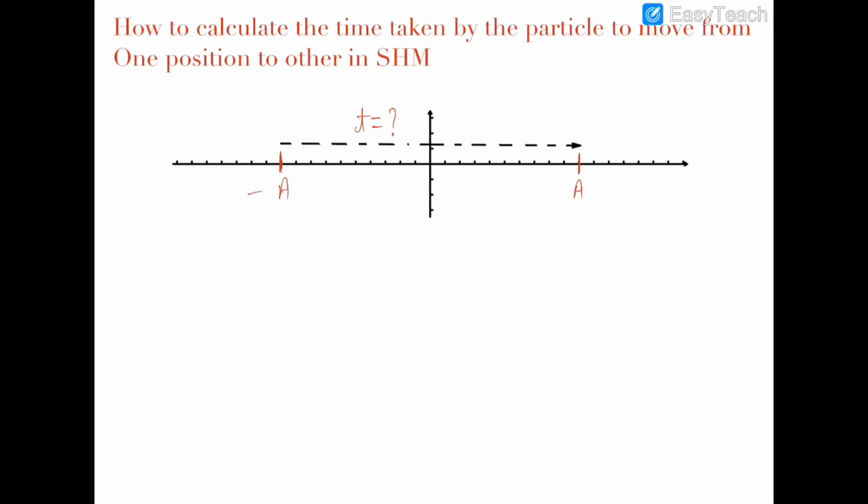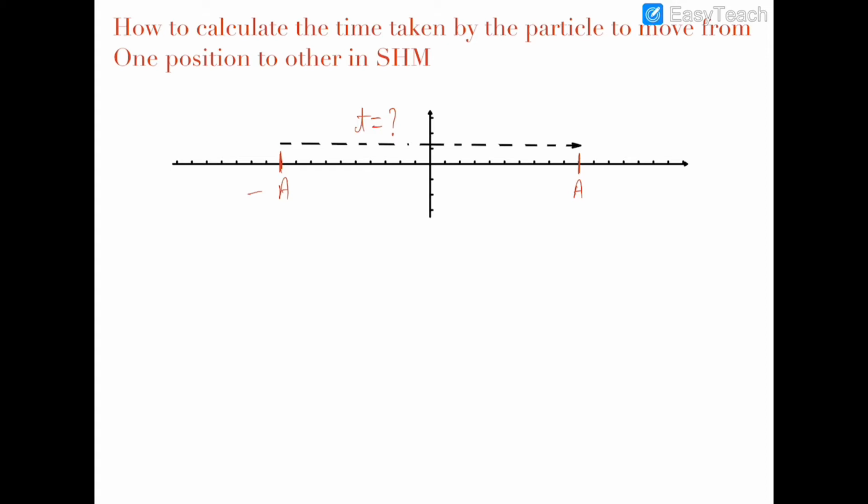In this video, we will learn about the best, most effective and easiest method in problems of SHM to find out the time taken by the particle to move from one position to another position in SHM. So first of all, let us take an example in which a particle is situated at this point minus a at some time, and we have to find out the time taken by that particle to move from this point minus a to point a in the motion of its SHM.